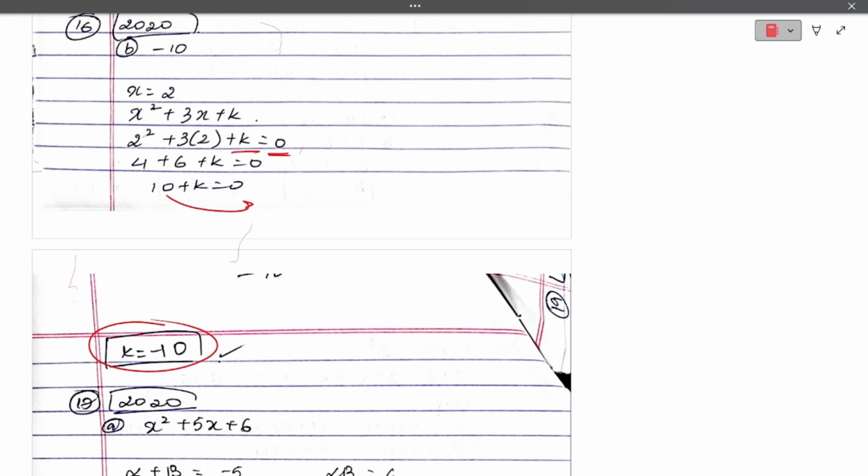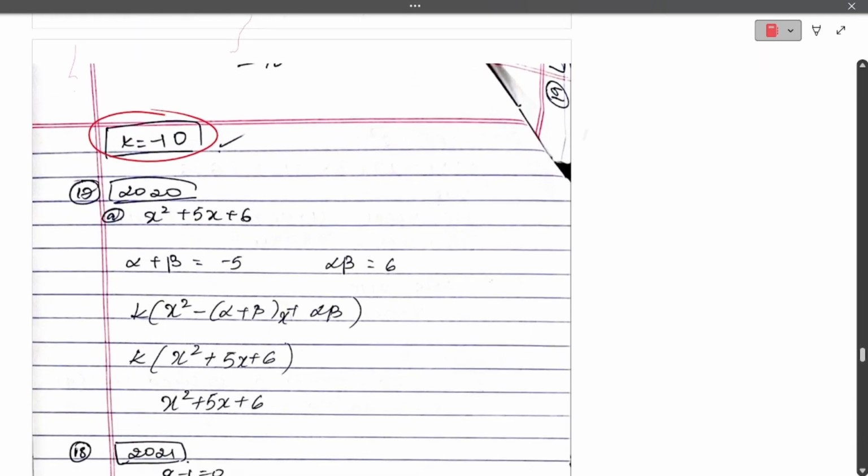Let me now read out the options. So we have options like this. So this is the standard form. Okay. These are all one markers. This is the standard form. This is how you simplify. So this was asked in the year 2020. Option A says x square plus 5x plus 6. That is the correct answer actually.